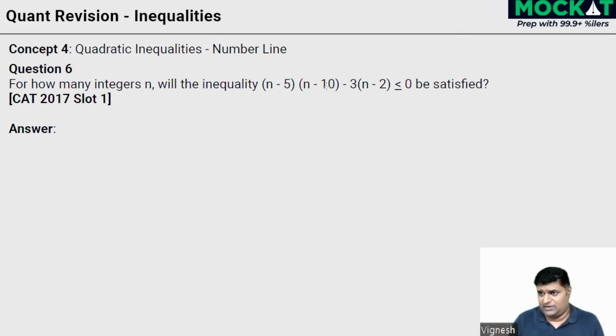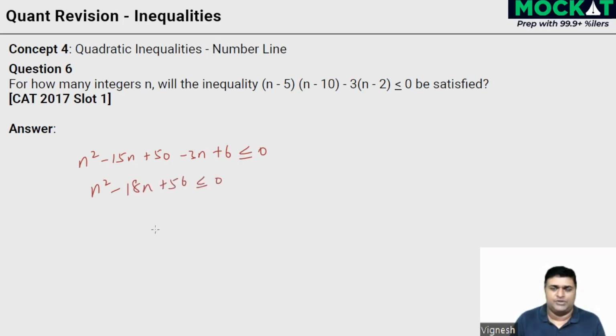Is it quadratic? Yeah, it is, because if we multiply with an n square, then minus 3 into something. Just write it in a simplified format, right? So n minus 5 into n minus 10 is nothing but n square minus 15n plus 50, minus 3 into n is minus 3n. Minus 3 into minus 2 is going to be a plus 6, right? Plus 6 is less than equal to 0. And what do we get here? We get n square minus 18n and then a plus 56 is less than equal to 0.